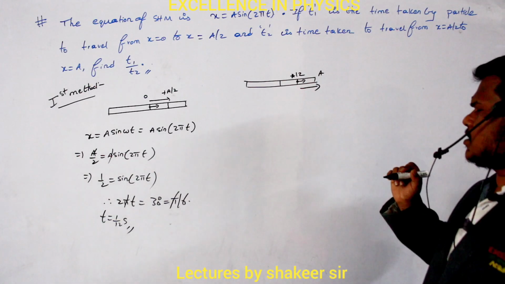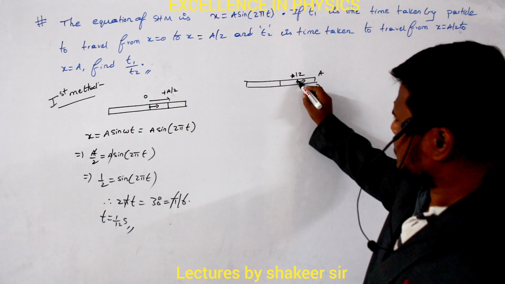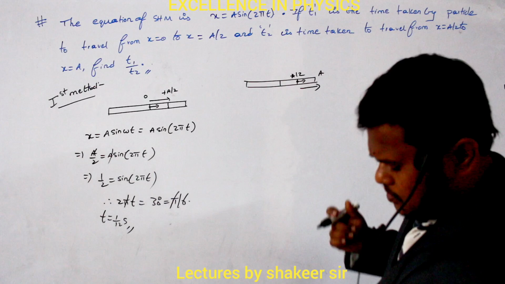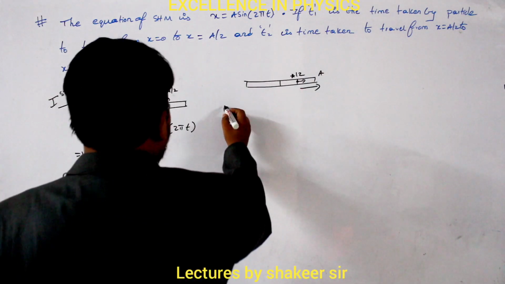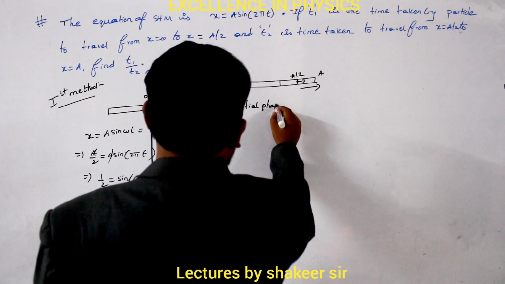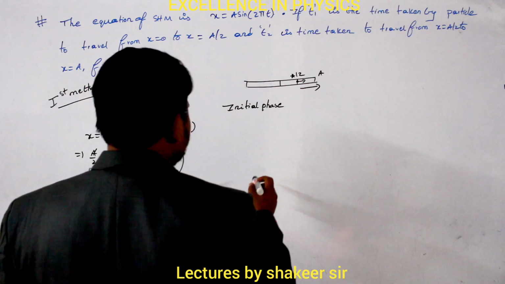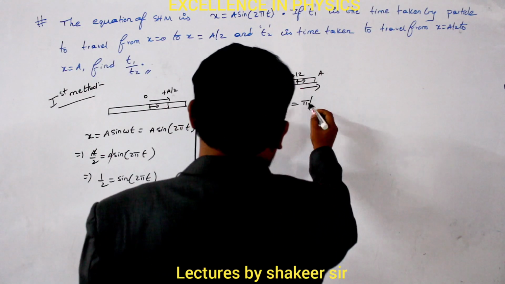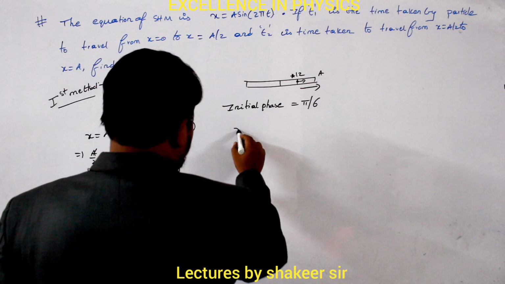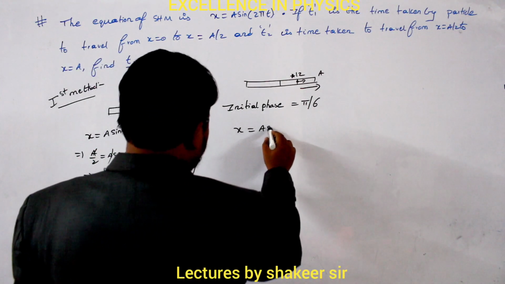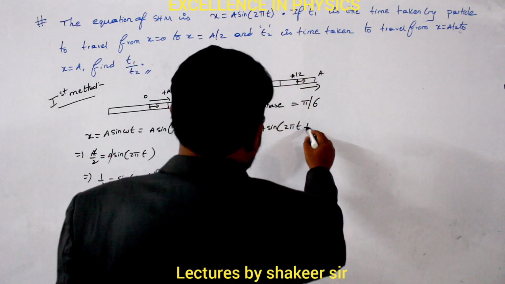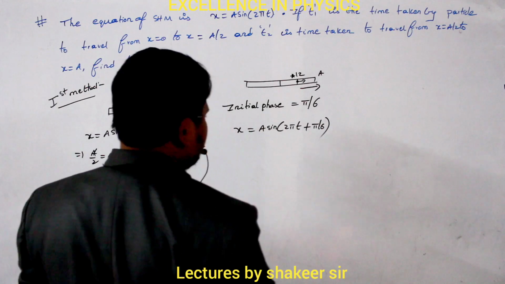So when I started observation, the body was already present at a by 2. It means already it has covered an angle of 30 degrees. So therefore, my initial phase, or you can call it the initial phase constant or epoch constant, is how much? It is equal to pi by 6, 30 degrees. Clear? So therefore, how can I write the relation? X is equal to a sine 2 pi t plus pi by 6. This is the initial phase constant.